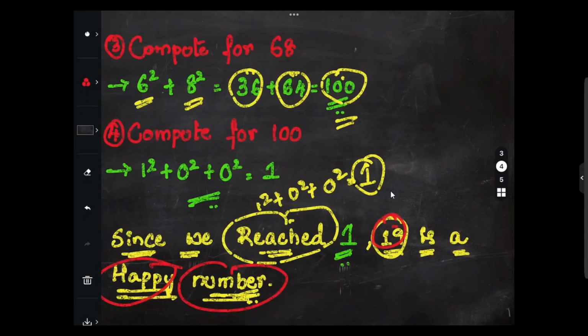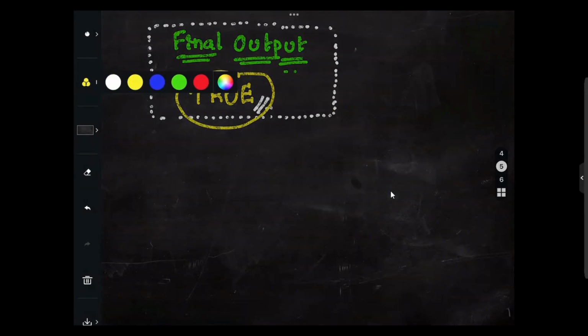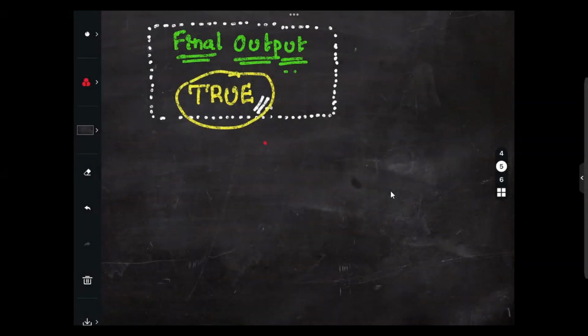In this case, n is reaching 1. You can clearly see in the fourth step, when we compute for 100, it reaches 1. Since we reached 1, 19 is a happy number, so the final output we need to return is the boolean value true. If n is a happy number, we return true, else we return false.